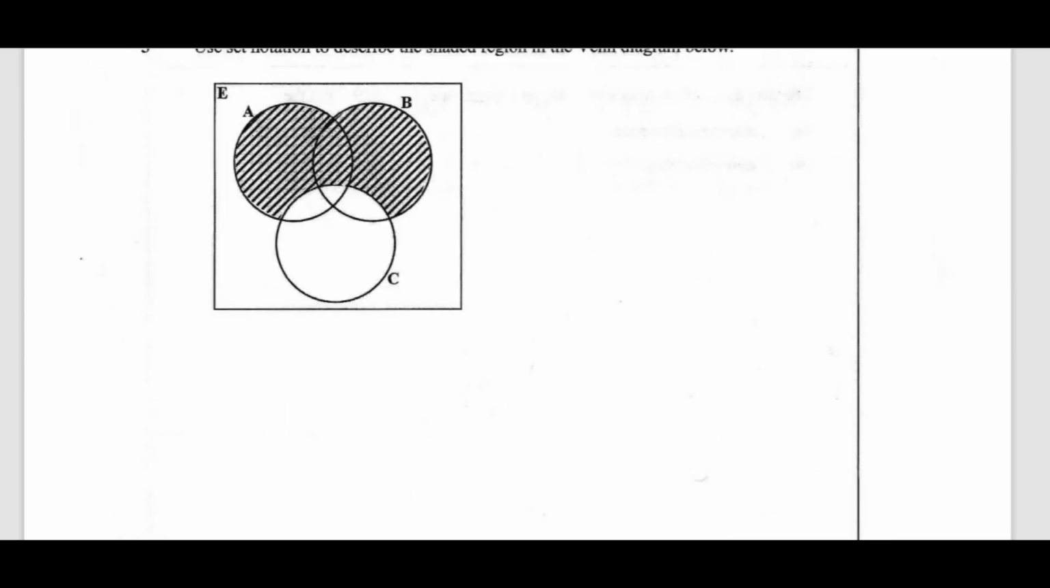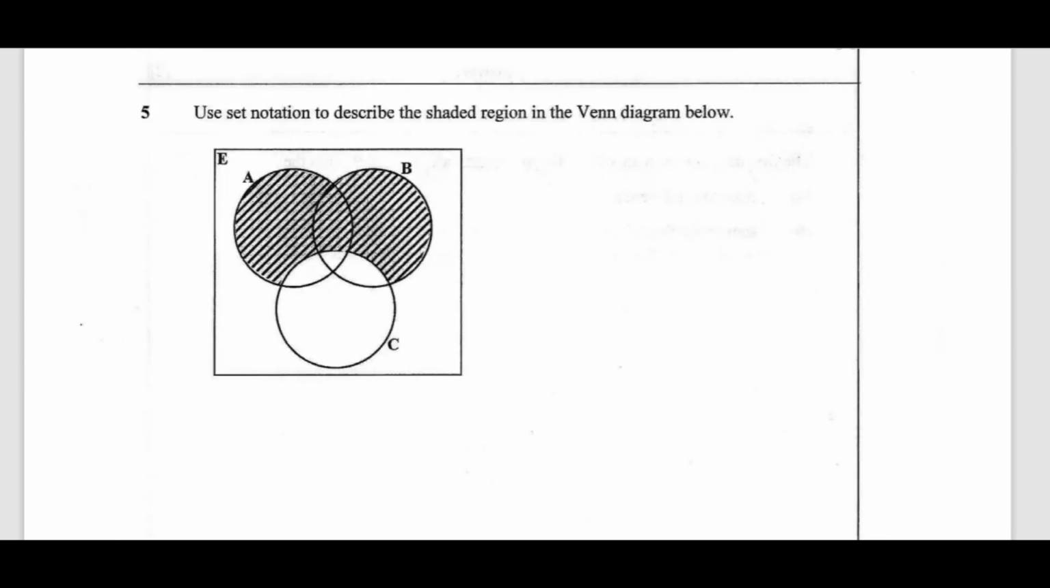So we have question 5. Use set notation to describe the shaded region in the Venn diagram below. So this is the shaded region. So we have this shaded region, which is A, and then we have the shaded region, which is B, and then the unshaded region is C, or set C.